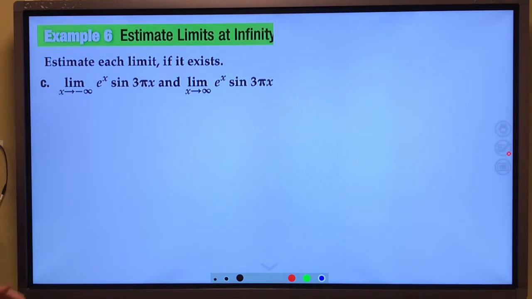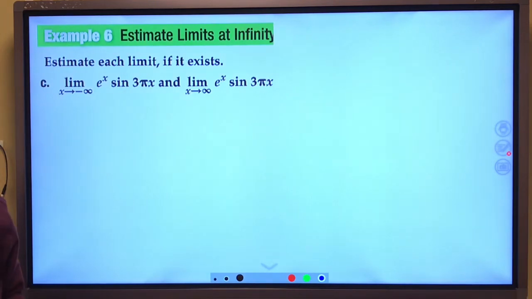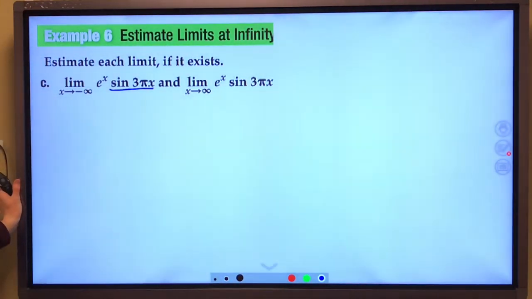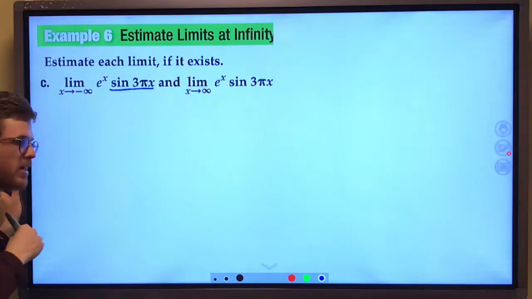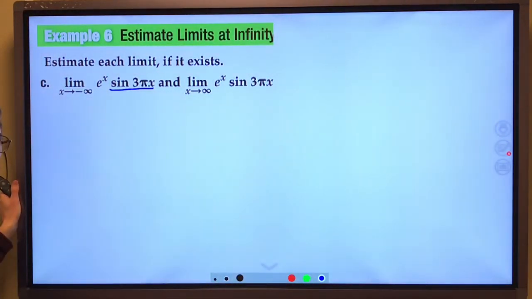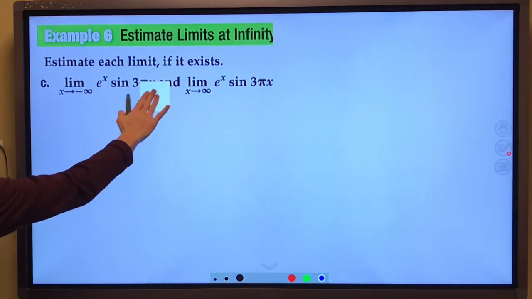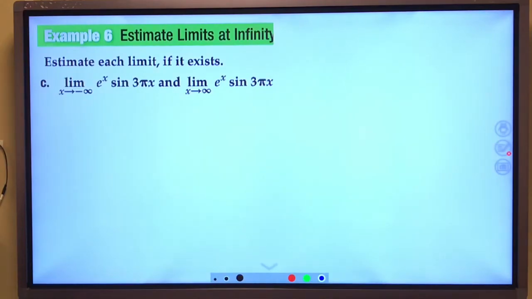Here, we want to estimate the limit as x goes to negative infinity for this, and as x goes to positive infinity for this. Now this is a crazy looking function, e to the x times sine of 3 pi x. And I notice that we have sine of 3 pi x. I know sine oscillates between these values. So when we think about the end behavior for a sine, well, sine's not approaching a certain value, it's oscillating between negative 1 and positive 1. Just a regular sine graph. So I would expect some does not exist here.